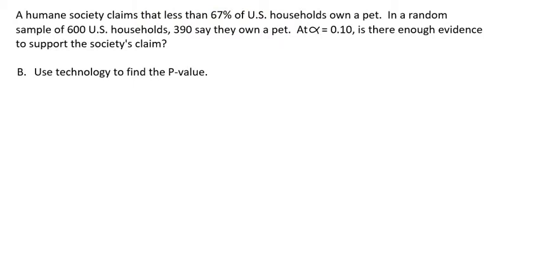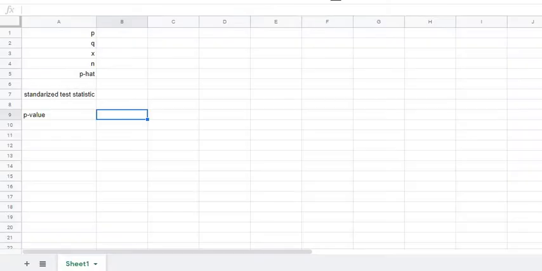Part B. Use technology to find the p-value. For this problem, I'm again going to use Google Sheets. Here I have my Google Sheets spreadsheet, and I went ahead and filled out some different variables that we're going to use in this calculation: p, q, x, n, p hat, a standardized test statistic, and my p-value. So from the problem, let's fill in the numbers.